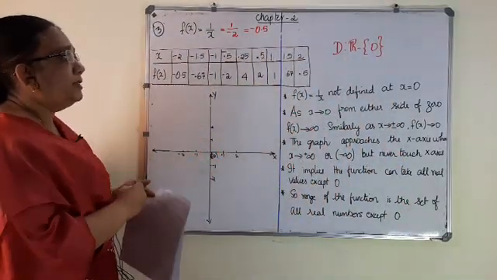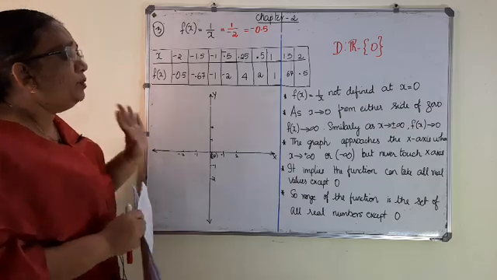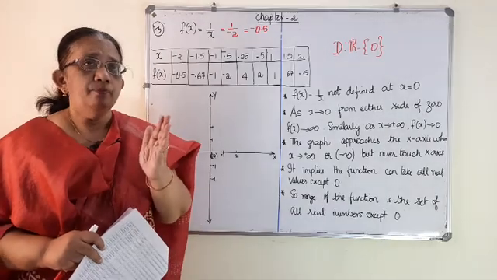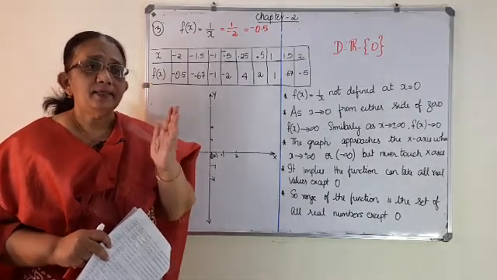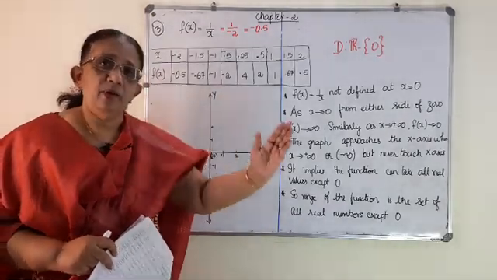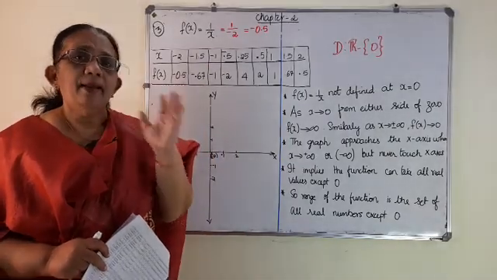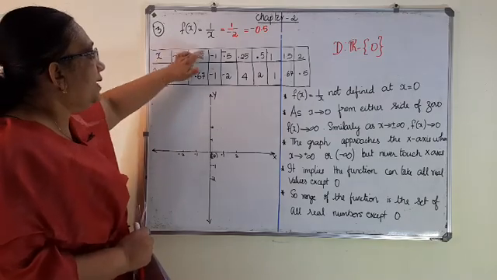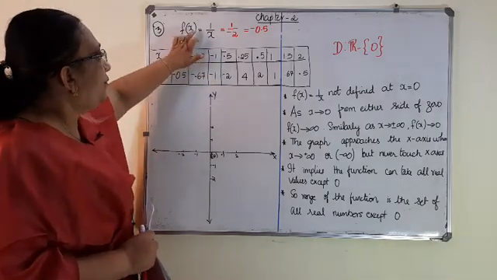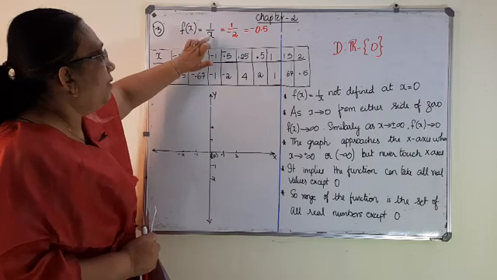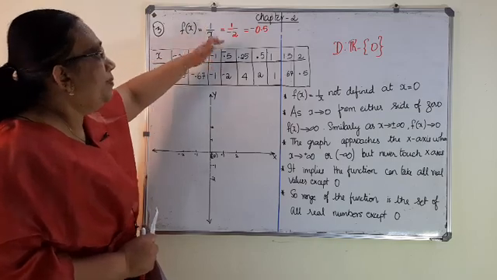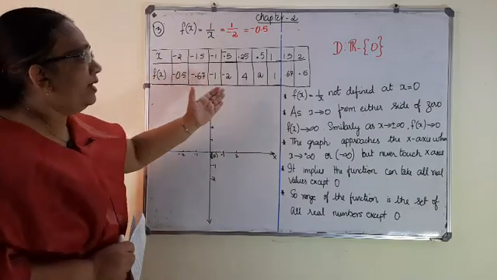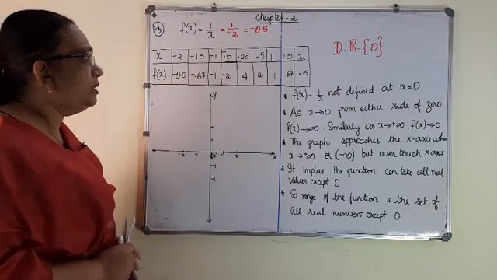Whenever you want to plot a graph, always take the 0 value for x, the domain, take some negative values, take some positive values, and then find the f of x value. Here, in the beginning itself, I haven't taken the value 0 because f of x is equal to 1 by x, and 1 by 0 is not defined. So I have taken all other values in the real numbers except 0.